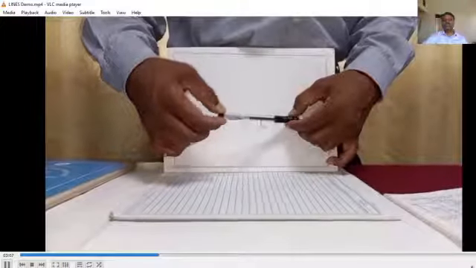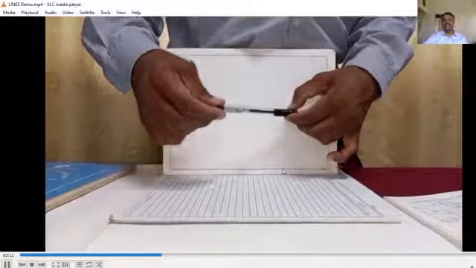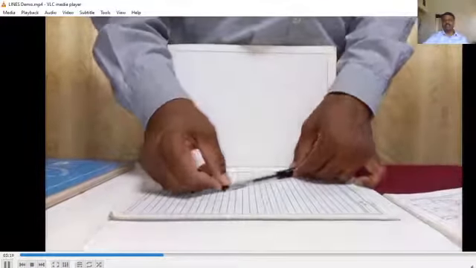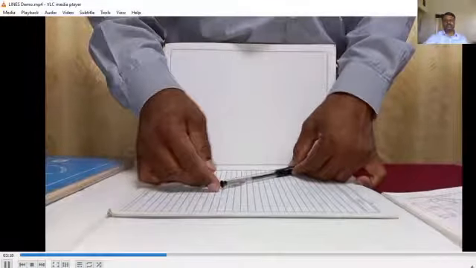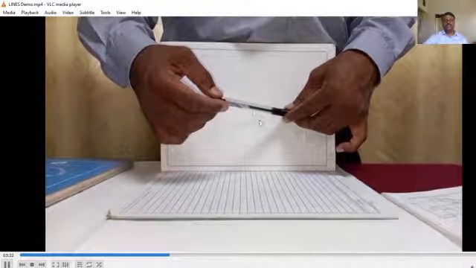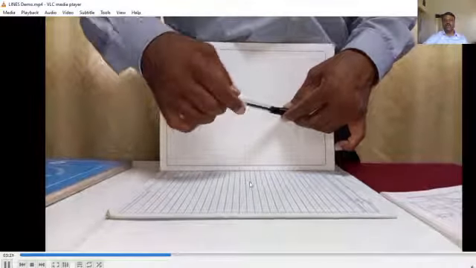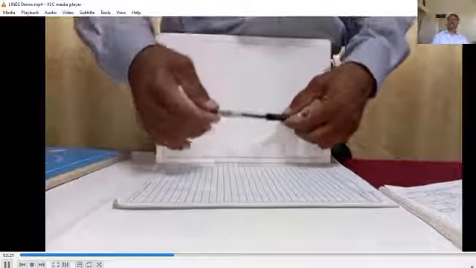Now you can see one more case. Can you see here? Now this line is inclined to VP but parallel to HP. In this case, you have to start from the top view. But the front view will be foreshortened. In the top view you will get the true length. The front view will be less than the true length line.